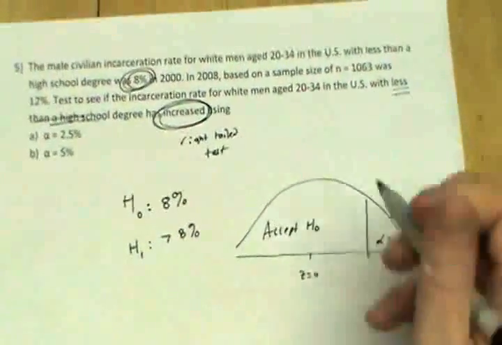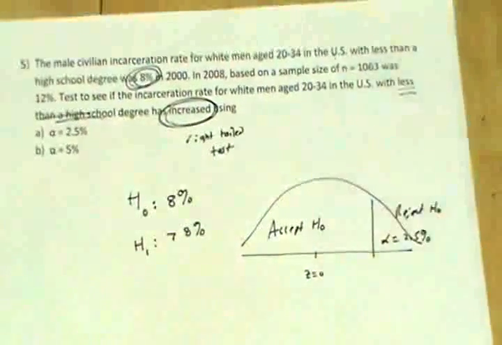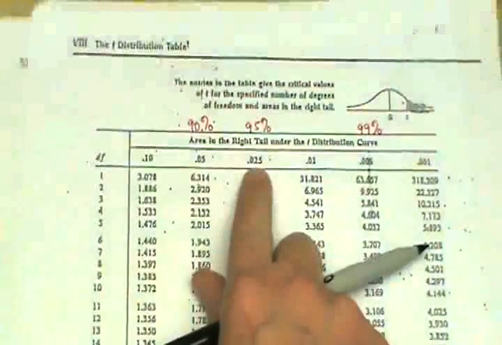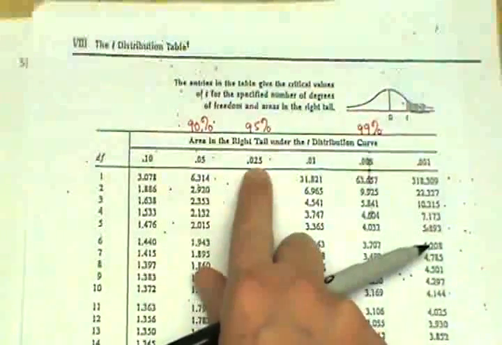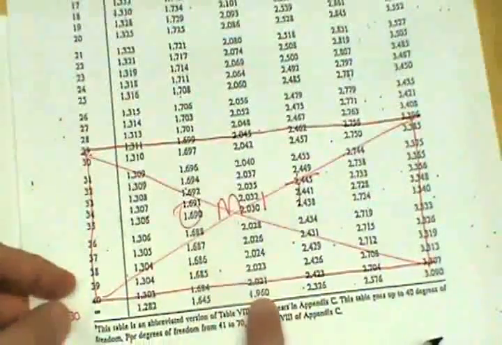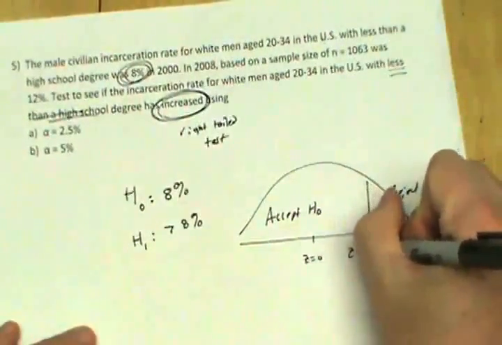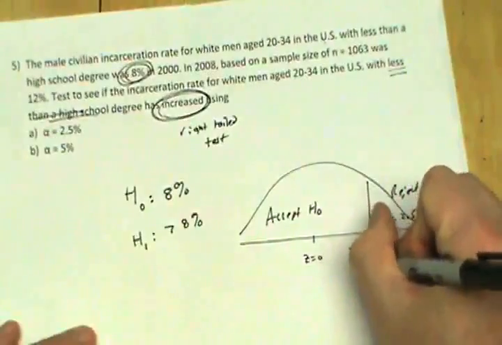Okay. We take a look at our sample size, and our sample size is 1,063, so obviously that's greater than 30. So in our t-chart, we go to area in the tail, 2.5%, 0.025, and we go all the way to the bottom, because our sample size is 30 or more, and we're going to get back 1.96. And that's our critical value.